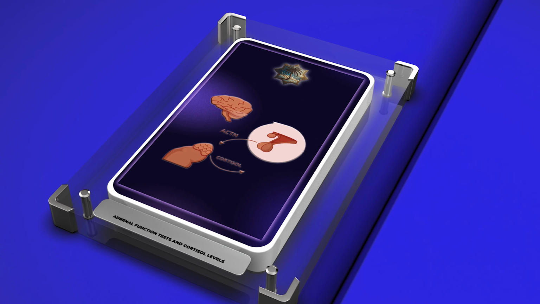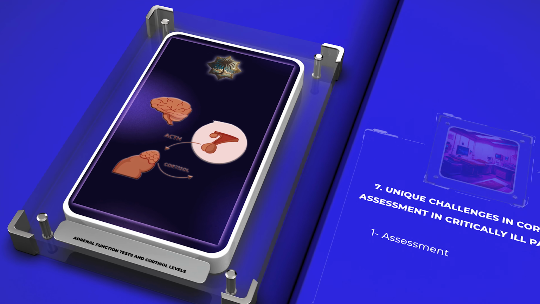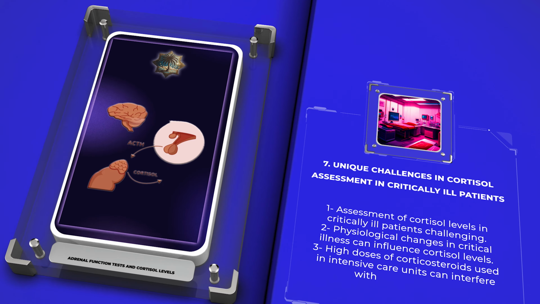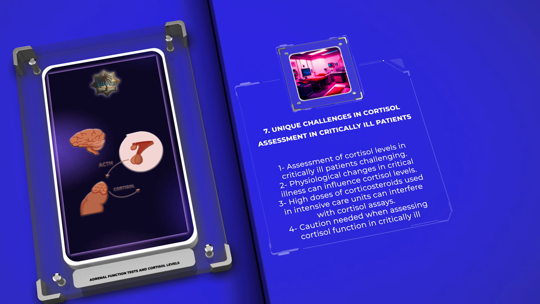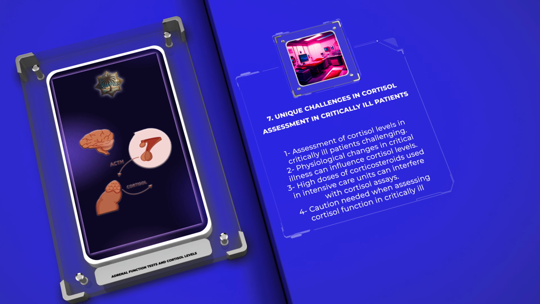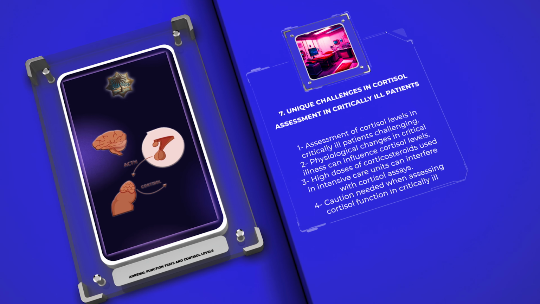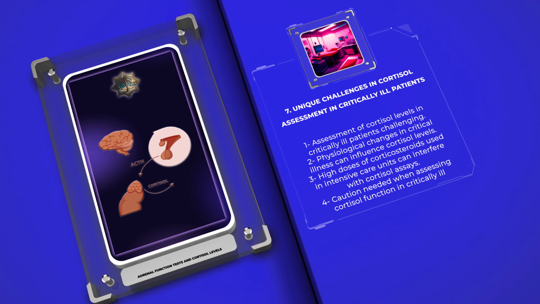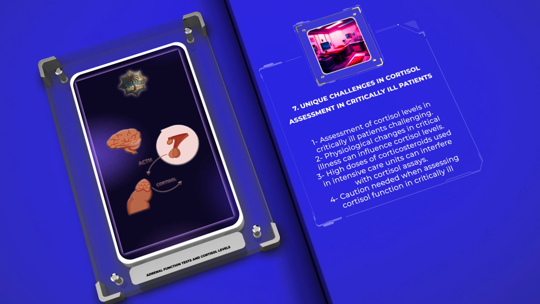In critically ill patients, the assessment of cortisol levels is particularly challenging due to various factors. Physiological changes associated with critical illness can significantly influence cortisol levels, making interpretation of results complex. Additionally, the administration of high doses of corticosteroids commonly used in intensive care units can interfere with cortisol assays, posing further obstacles in accurately measuring cortisol levels. Therefore, healthcare professionals need to exercise caution and take into account these unique challenges when assessing cortisol function in critically ill patients.